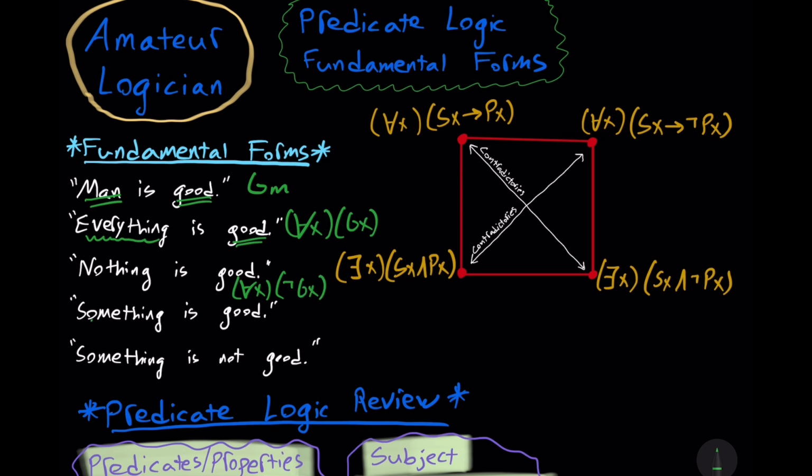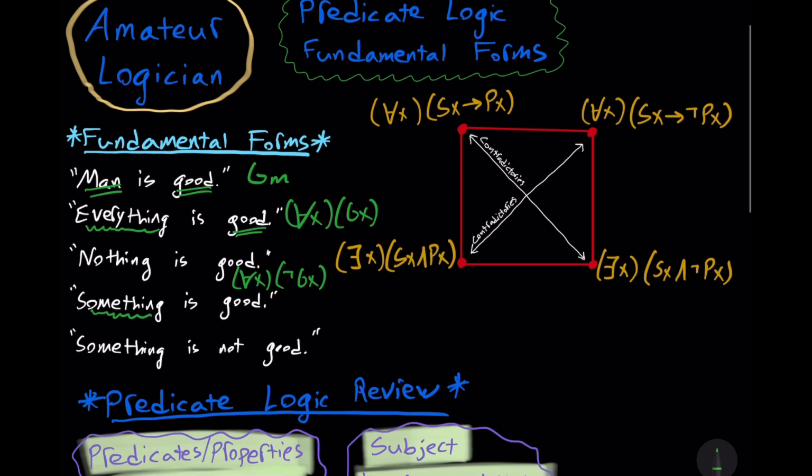Now we have something is good. It's a particular proposition, we might say. It's existential. So we need the existential quantifier. So we'll say there exists an x such that x is good. Capital G represents our predicate good, and it's being predicated of x. It's a quantified variable. And then we have something is not good. So there exists an x such that it is not the case that x is good.